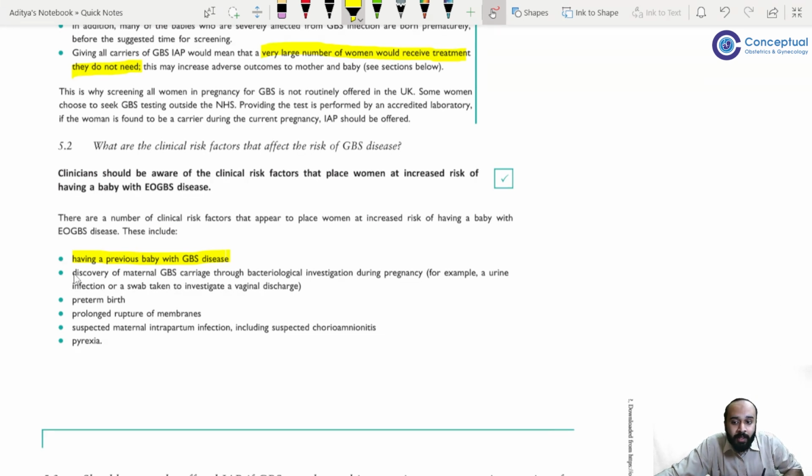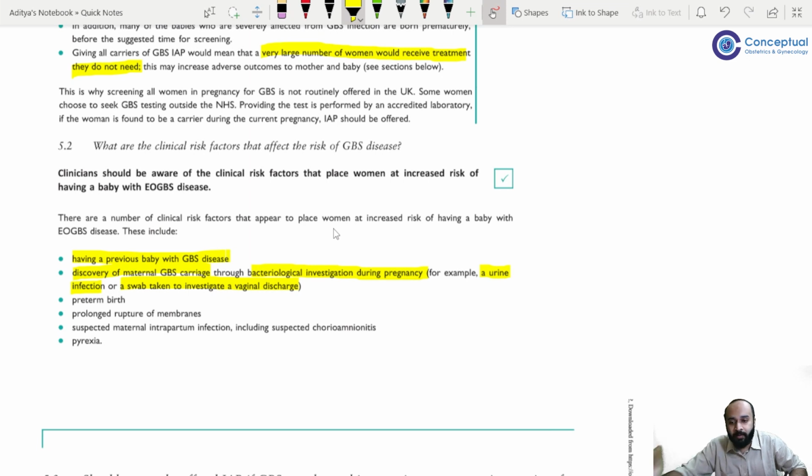So, discovery of maternal Group B Streptococcus carriage through bacteriological investigation during pregnancy. It was accidentally done. It was done for a urine infection or a swab was taken for a vaginal discharge. So basically it was an unrelated event. Vaginal discharge था, UTI था, I tested her. उसमें accidentally पता चलेगा कि इसको Group B Streptococcus.